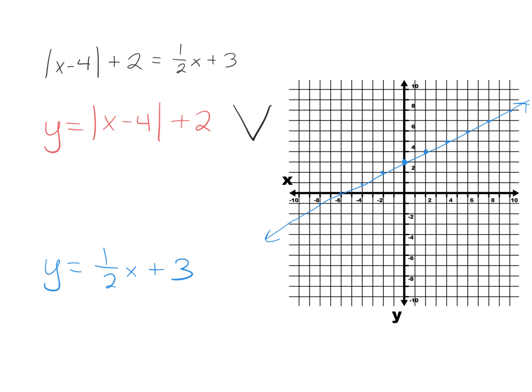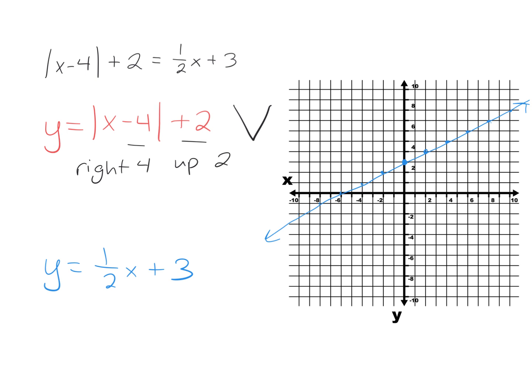Okay. So our parent function's at 0. But these numbers tell us something different, right? So from the 0, let's look at this plus 2. What does that plus 2 tell me? Up 2. Yep. Now, careful. Right 4. Right, we have to think opposite. So we're going right 4, up 2. That's where we get our starting point from.